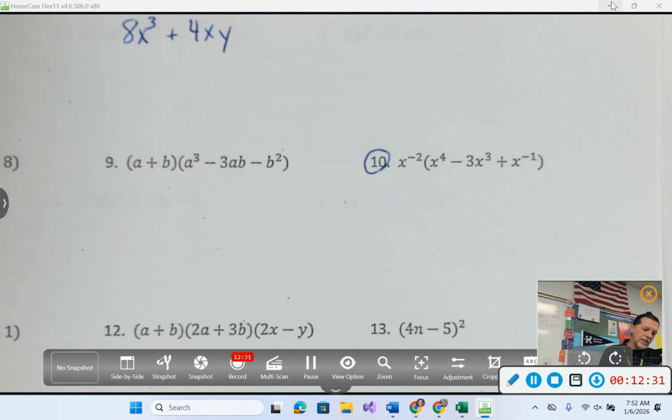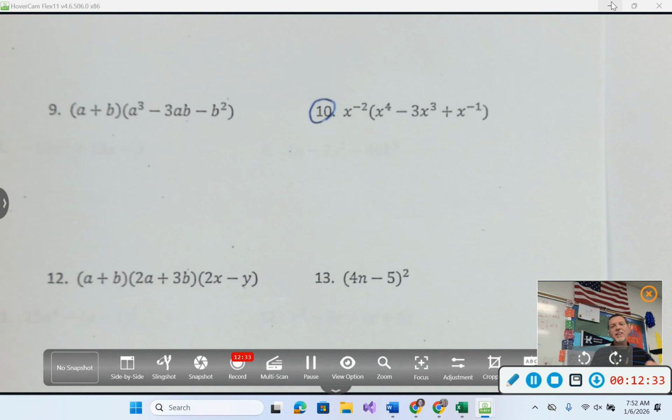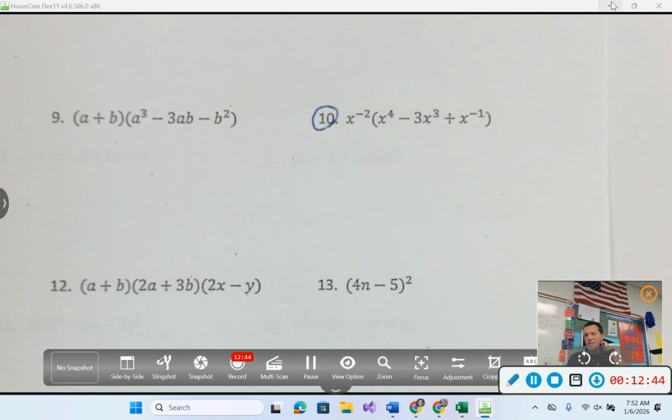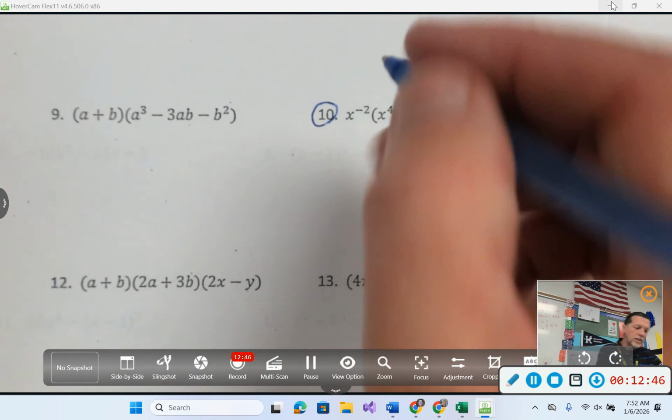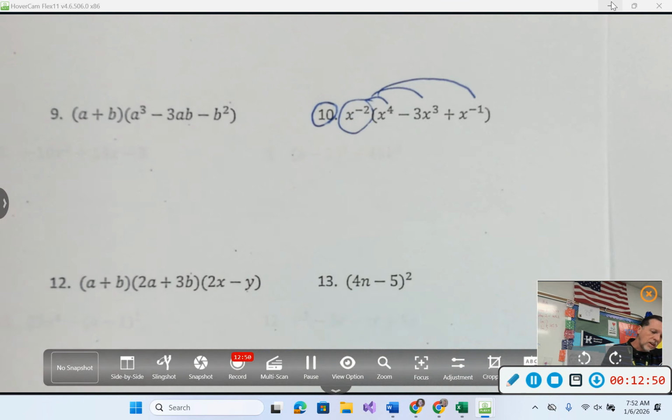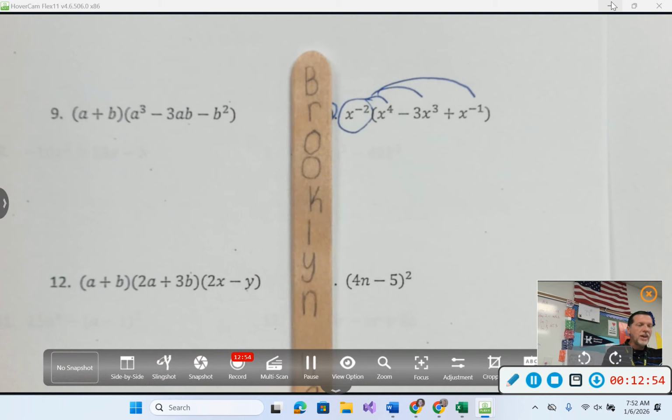Let's skip ahead to number 10. Negative exponent. I guess there's 2 ways to handle that. You could leave it as x to the negative 2, or you could rewrite it as 1 over x squared. I think I would probably just leave it as x to the negative 2 to start with. Still need to distribute it. So Brooklyn will give you the hardest one of the day so far.